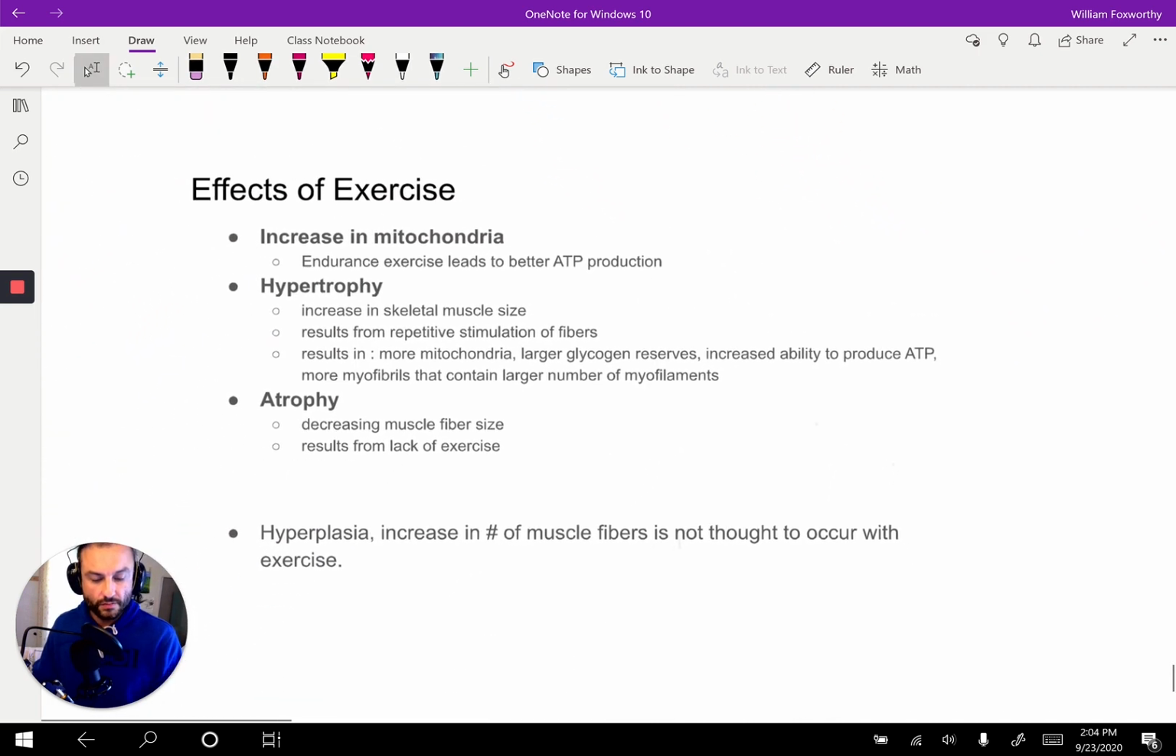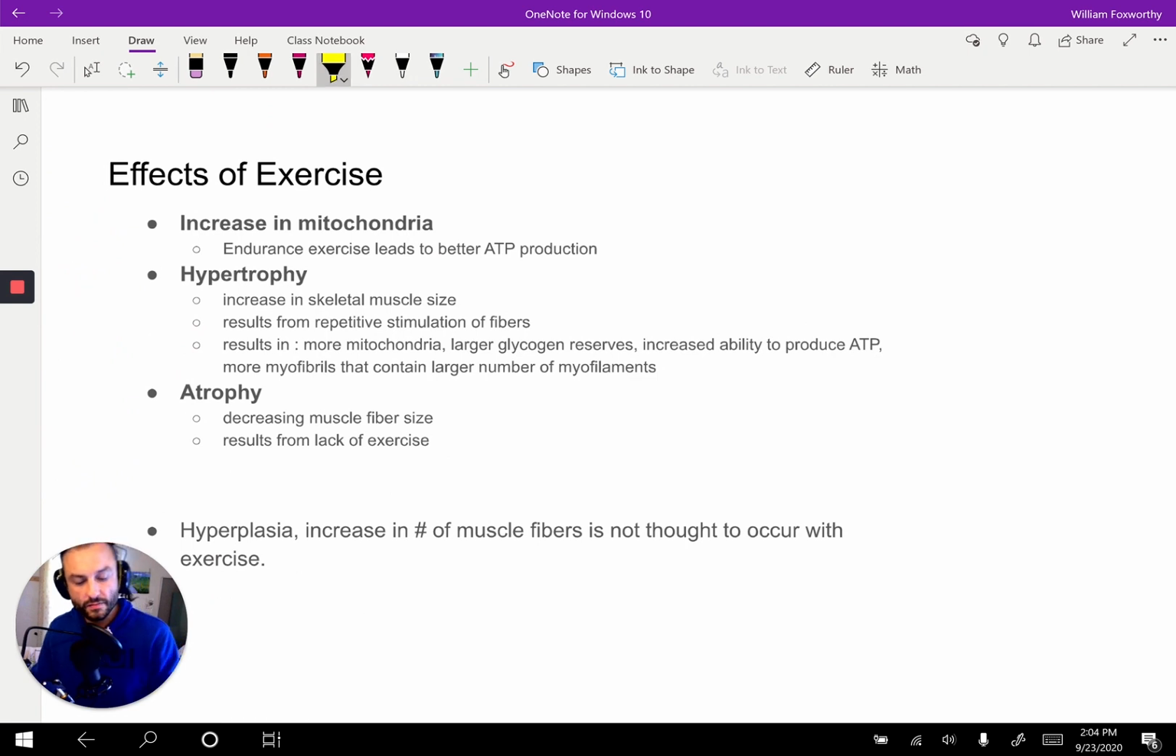And speaking of exercise, it's good for a number of reasons. You can increase the number of mitochondria. That's going to allow you to better produce energy. Hypertrophy is the increase in the size of the skeletal muscle, which results from more mitochondria, more glycogen, and more myofibrils, but it doesn't really result from more muscle cells. So the muscle cells get bigger, but you are not generally getting more muscle cells when you work out.